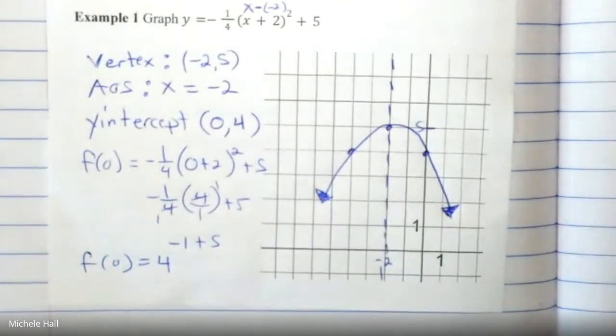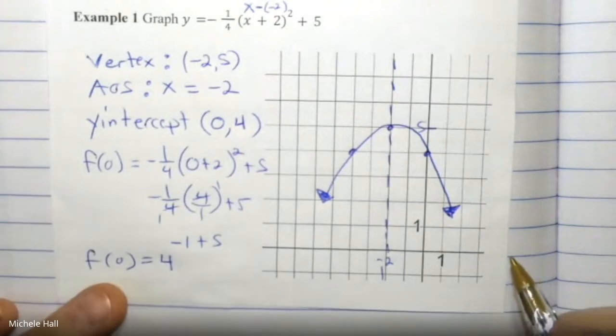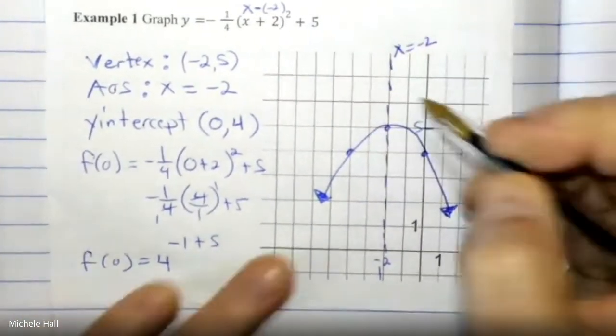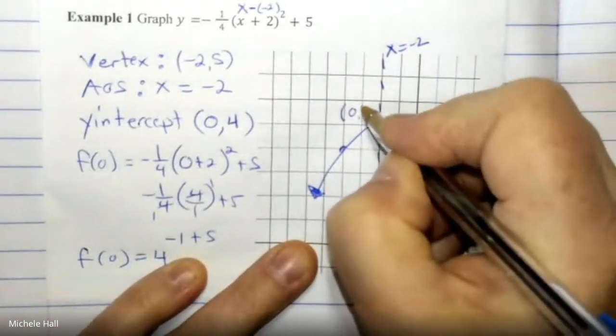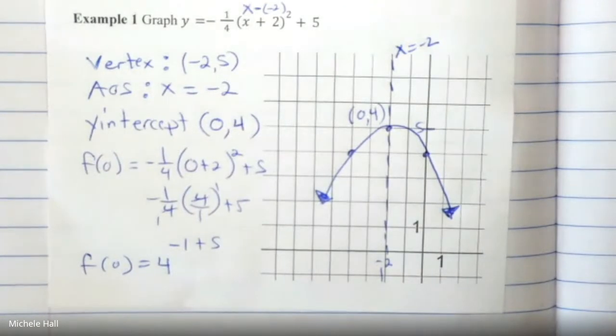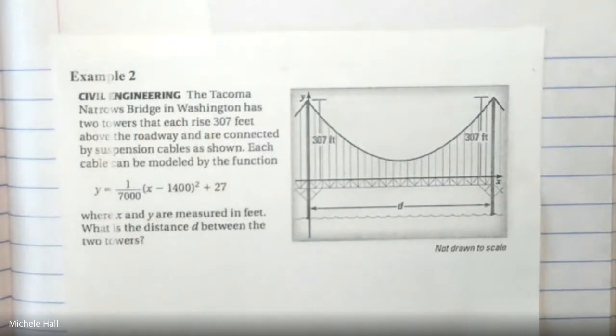The directions will say to label your axis of symmetry, your vertex, and we are done. Example 2, civil engineering.